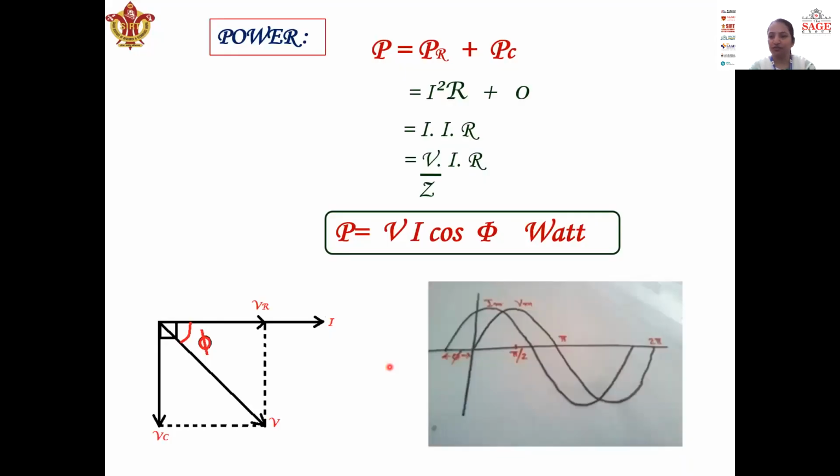So this is all about our RC series circuit diagram, and we can discuss the numericals over the RC series circuit in the next class, and we'll discuss the RLC series circuit too.